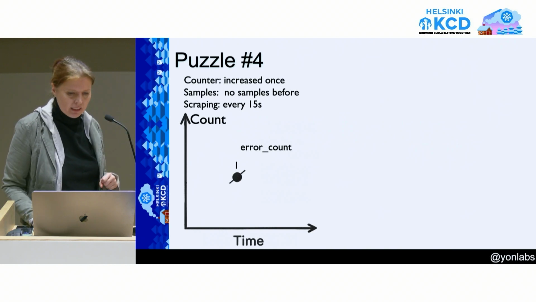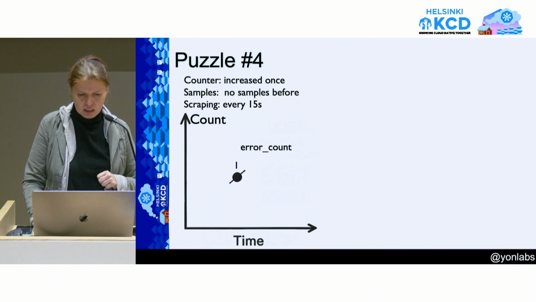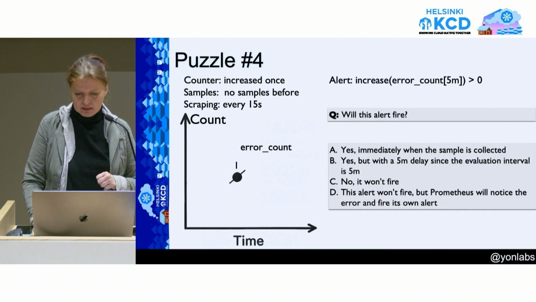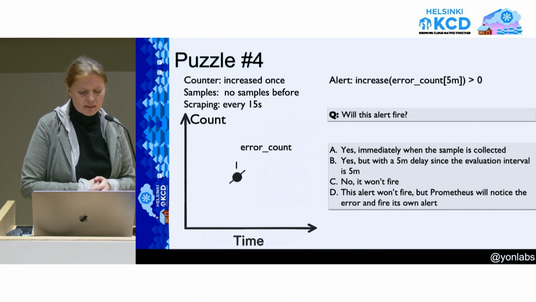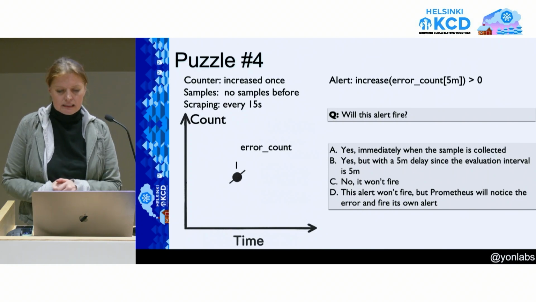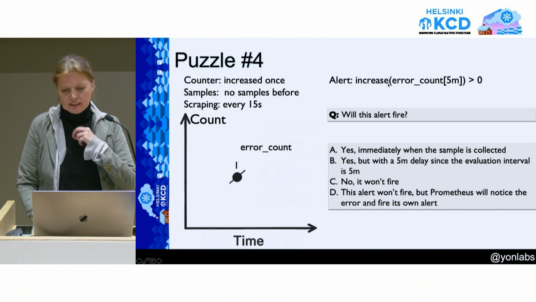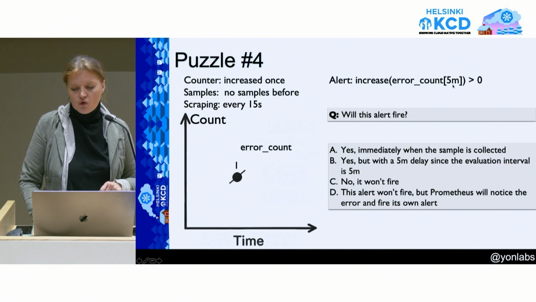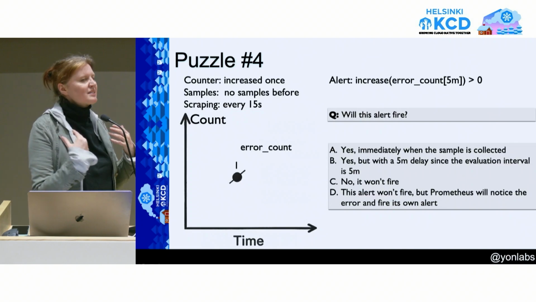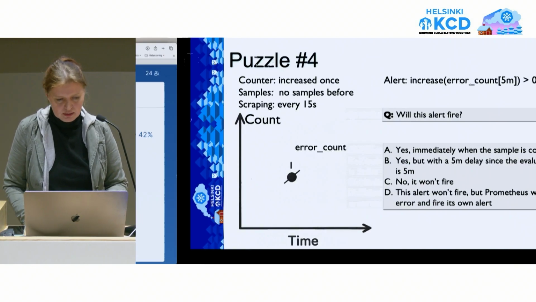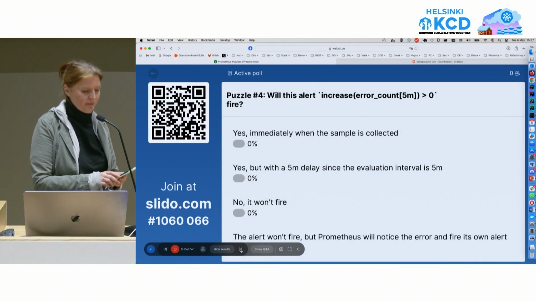I do have a couple more puzzles, so perhaps this one is pretty simple because the error count metric is increased only once, and the question to you: if we have such an alert, increase on error count over 5 minutes greater than 0, does this alert fire or not? Let me grab your answers very, very quickly.